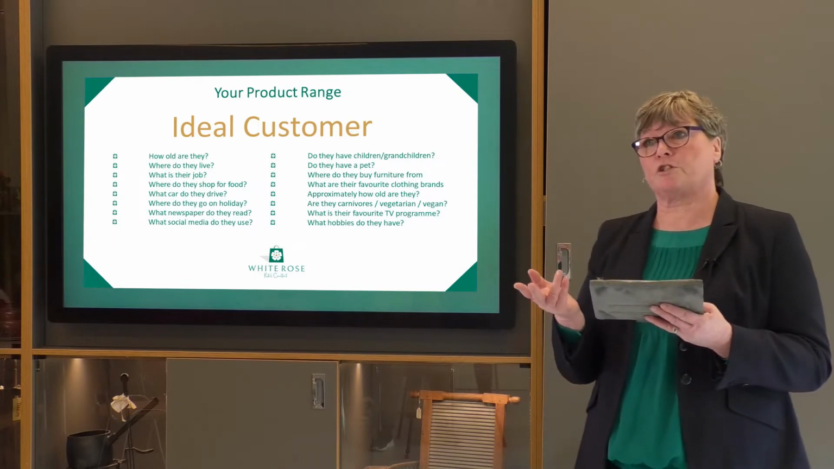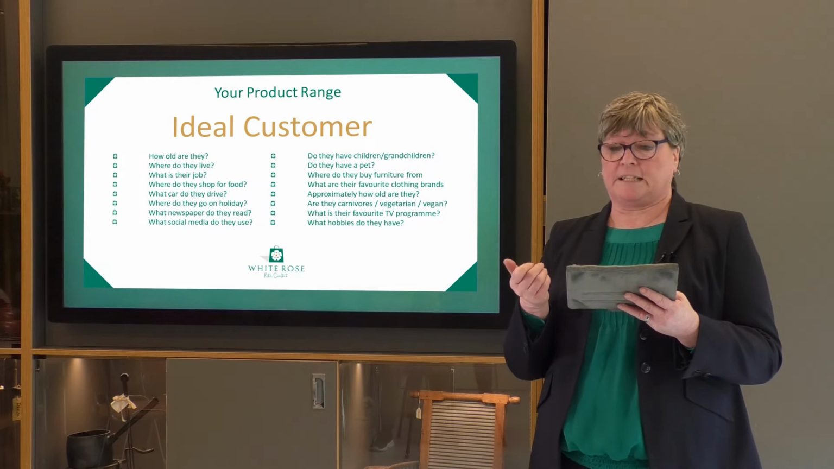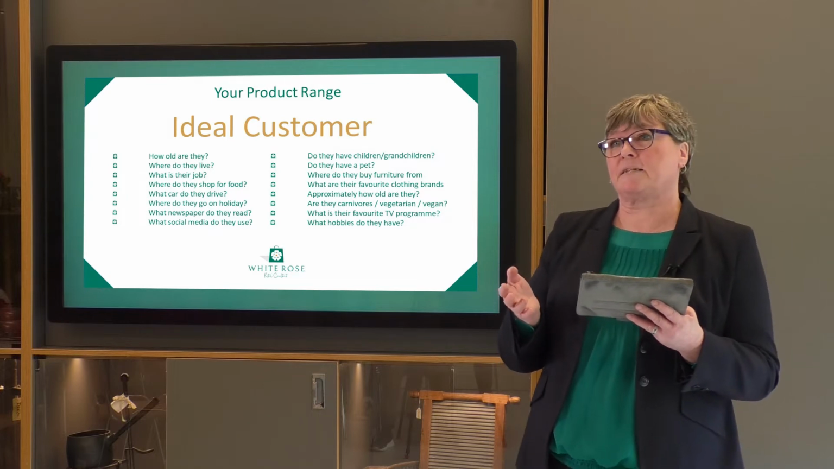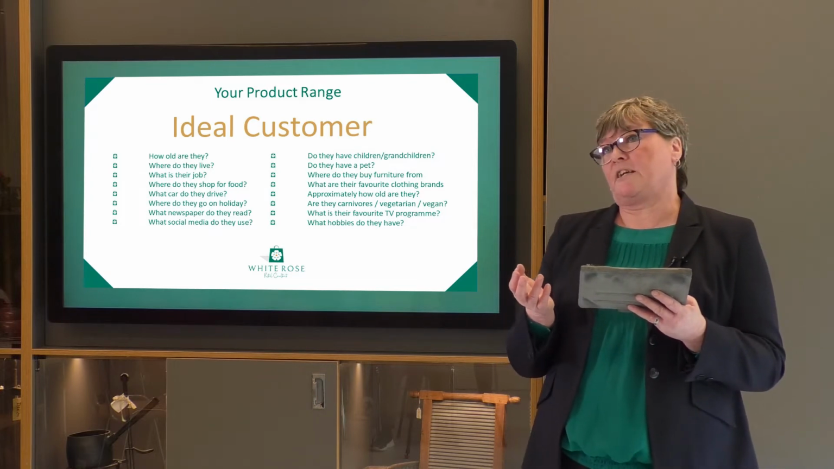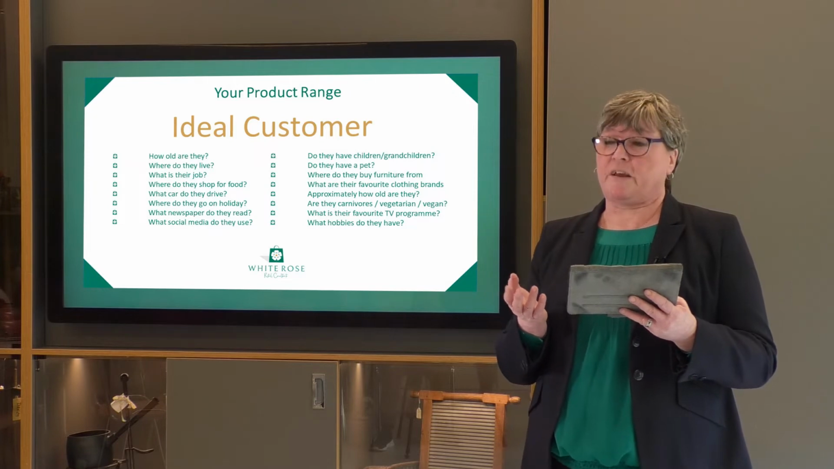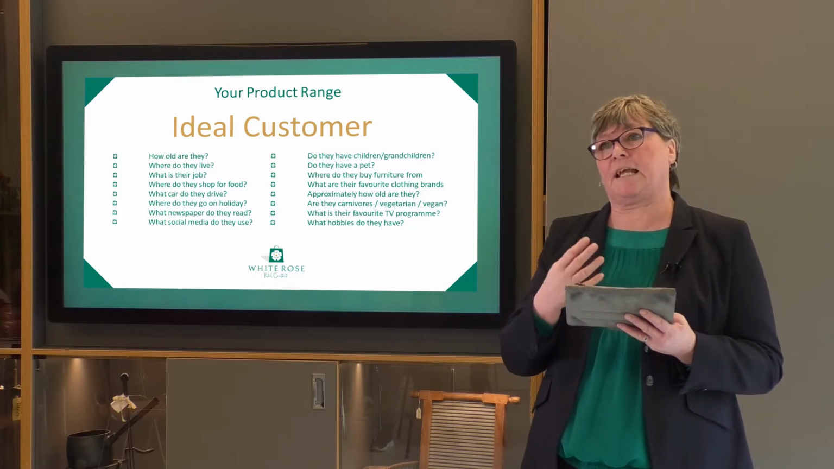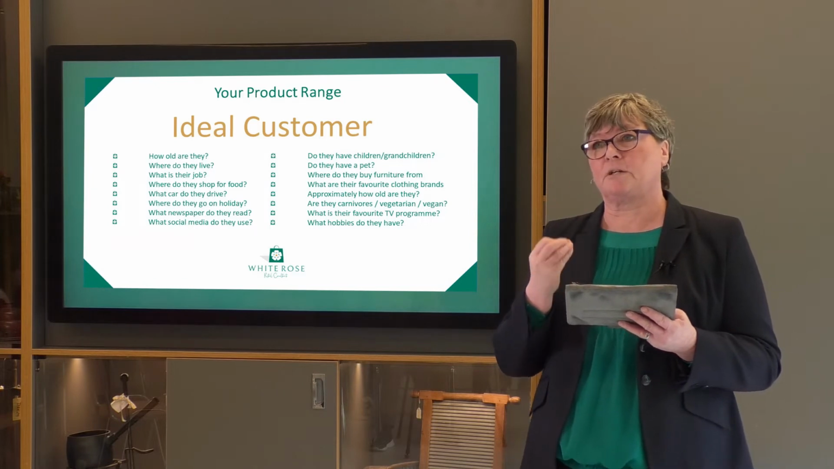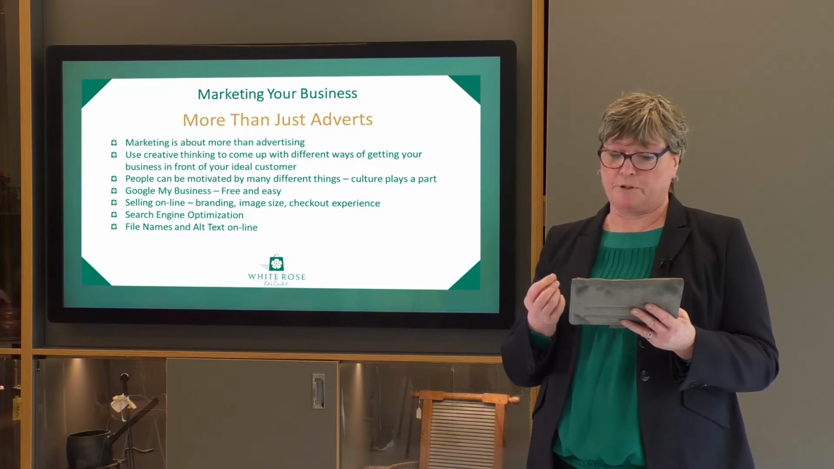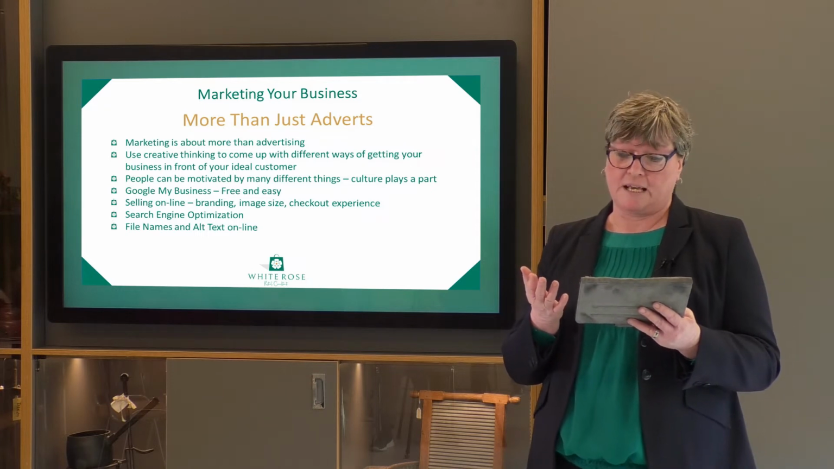So your ideal customer we've talked about previously, but knowing stuff like how old they are, where do they live, what job do they do, what car do they drive, where do they go on holidays, do they have any pets, are they vegetarian, what social media do they use, what newspapers do they read, do they have any grandchildren or children, what's the favourite TV programme, all that kind of stuff. It's getting under the skin of the ideal customer so that the messages that you send out resonate. And it's about more than just adverts. So marketing is about more than just advertising. So have a think about creative ways that you can come up with to get your business in front of your ideal customer. And people can, as I've said, people can be motivated by different things, and culture plays a part.